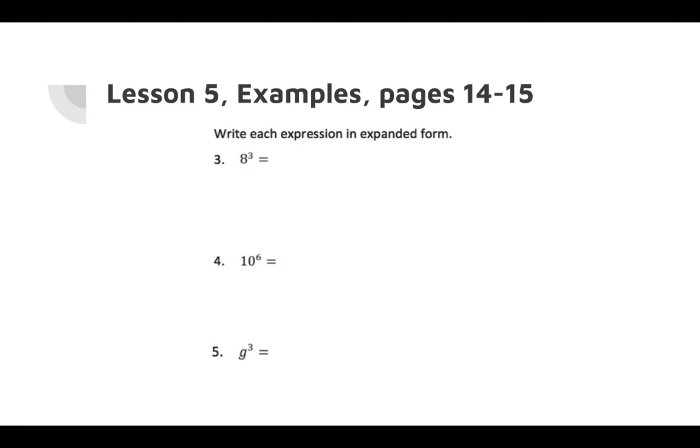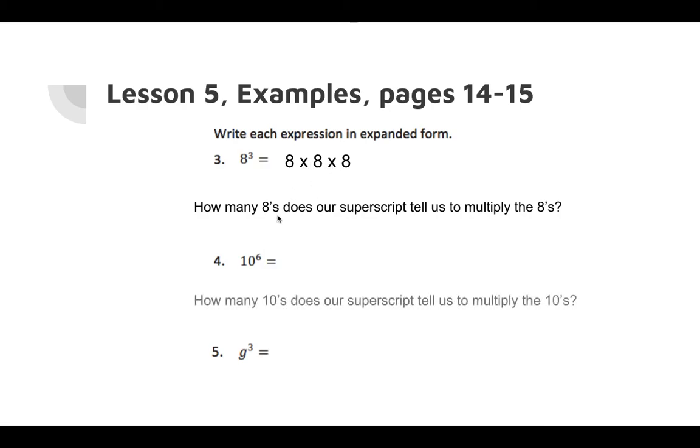So write each expression in expanded form. These are still examples on pages 14 to 15. So I have 8 cubed. Okay, when we have a 3 up here, the exponent is 3, that's called cubed, and we'll get into that a little bit more, how that happens. Now, how many do you see? 8 times 8 times 8, right? So it says 8 cubed, so that means we're multiplying 8 3 times. Your turn to do 10 to the power of 6. How many 10s do you see? How many 10s does our superscript tell us to multiply?